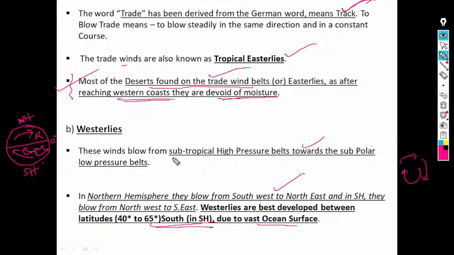Next, westerlies. These winds blow from the subtropical high pressure belt towards the subpolar low pressure belt. In the northern hemisphere they blow from southwest to northeast, and in the southern hemisphere they blow from northwest to southeast. Just look at this map again, it will be confirmed.